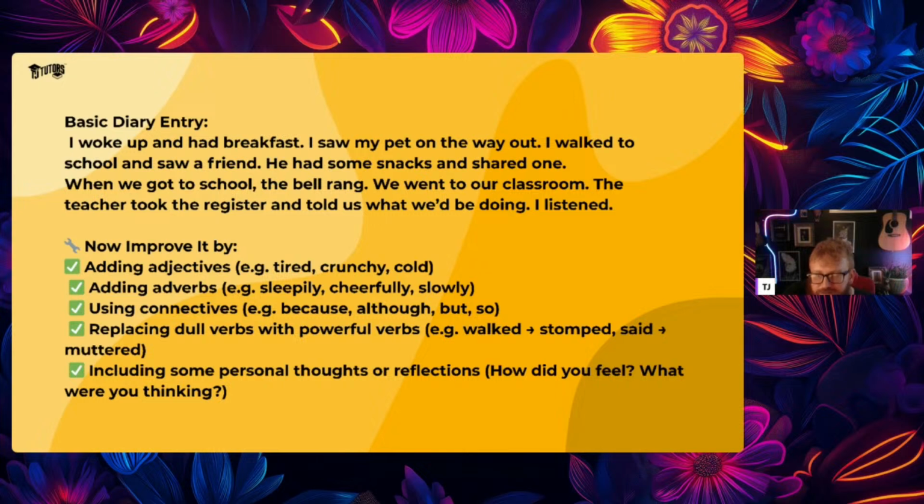I woke up and had breakfast. I saw my pet on the way out. I walked to school and saw a friend. He had some snacks and shared one. When we got to school, the bell rang. We went to our classroom. The teacher took the register and told us what we've been doing. I listened.